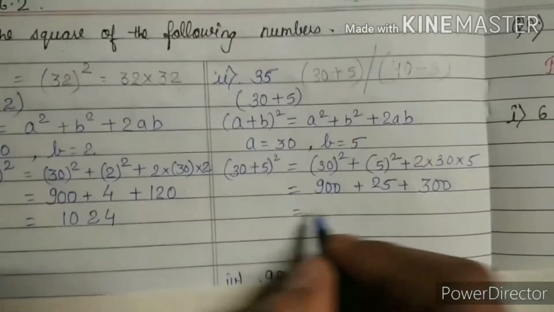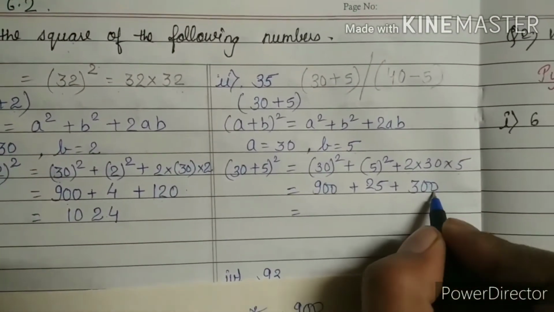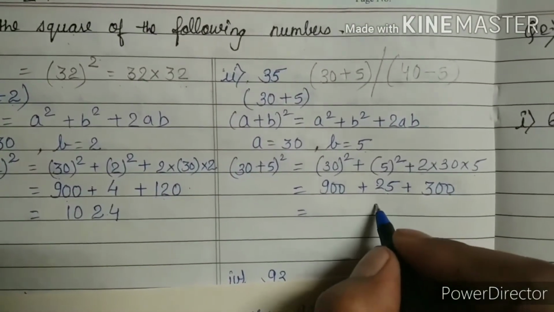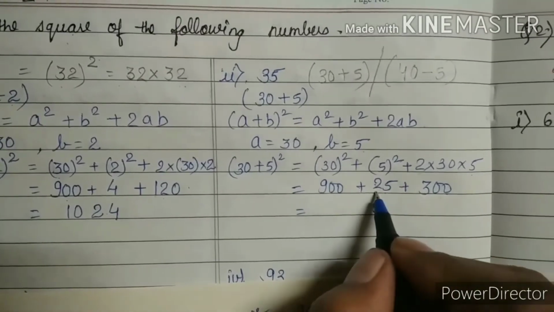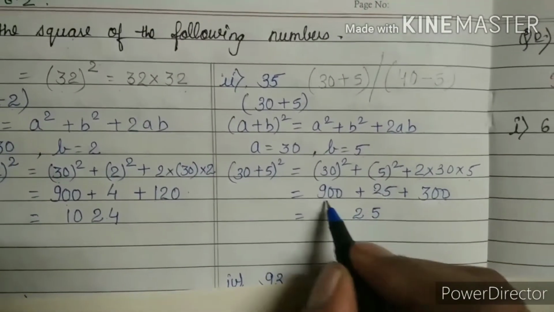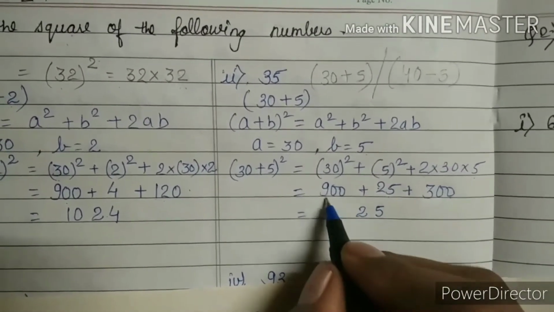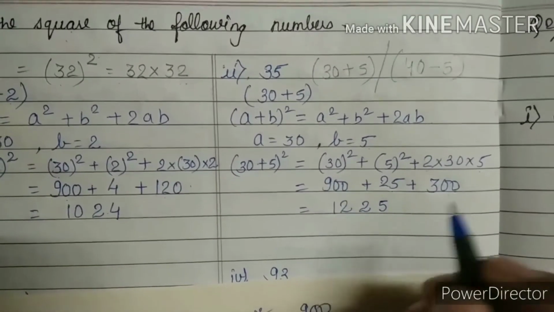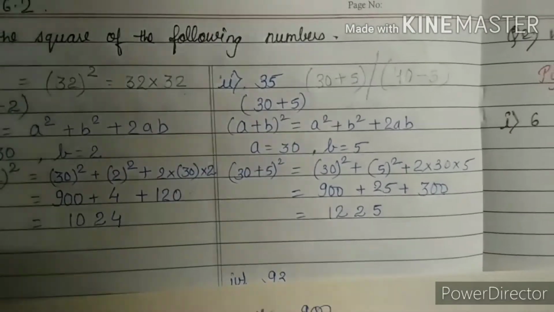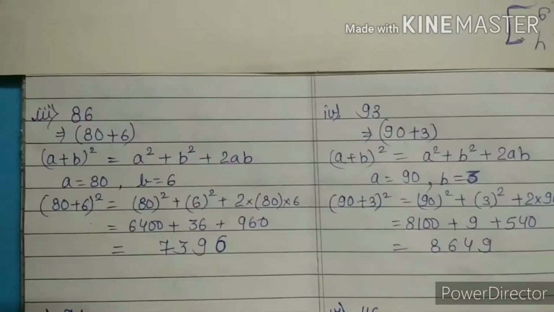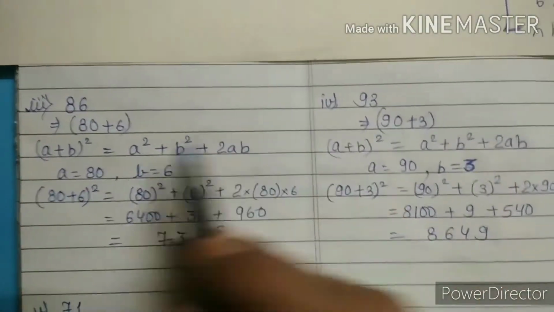Okay, so the ones place is 0. Here we have ones place as 5, so 5 will come. Now on the tens place, 0, 0 and 2, so 2 will come, and here 9 and 3, 9 plus 3 is 12. So we will get 1225. Okay. Now question numbers 3 and 4, I already did here.